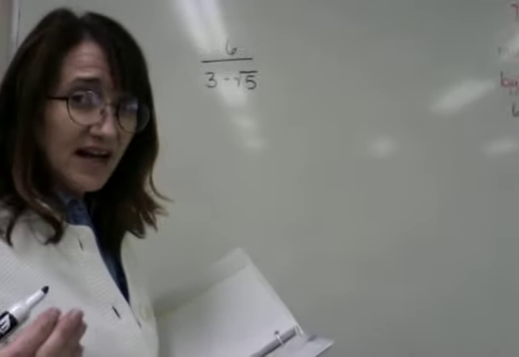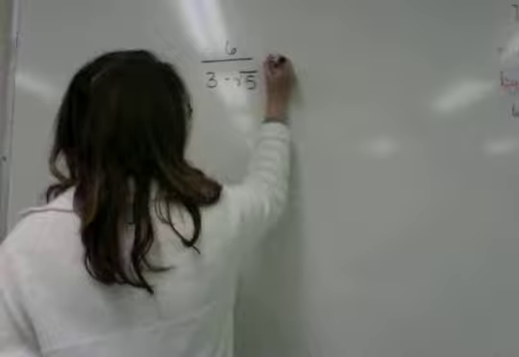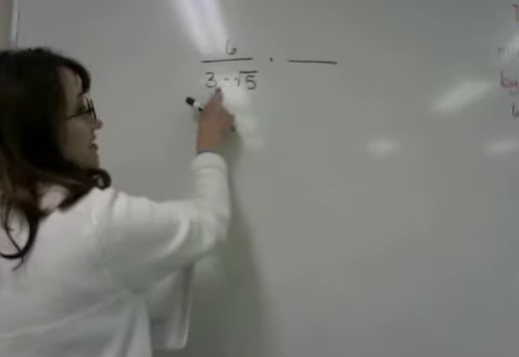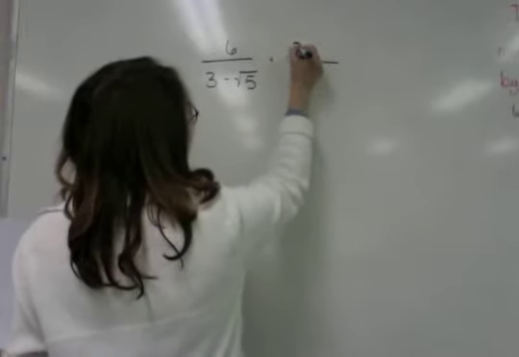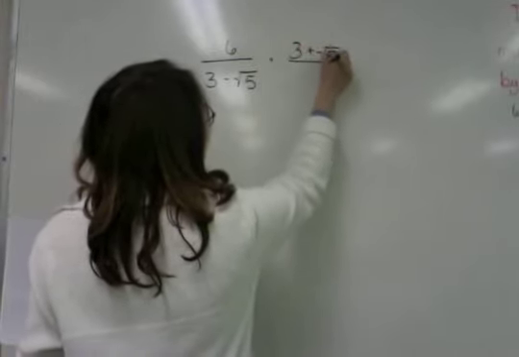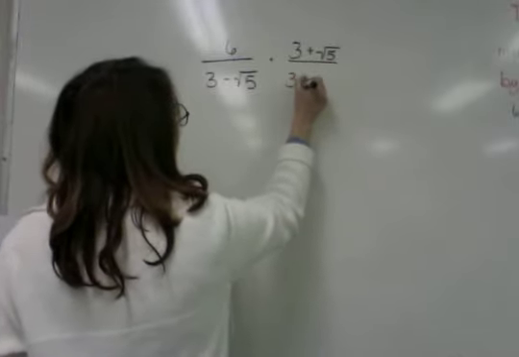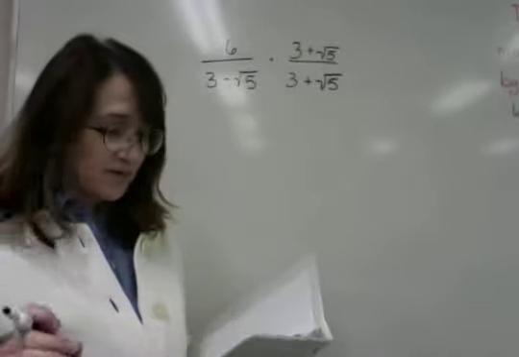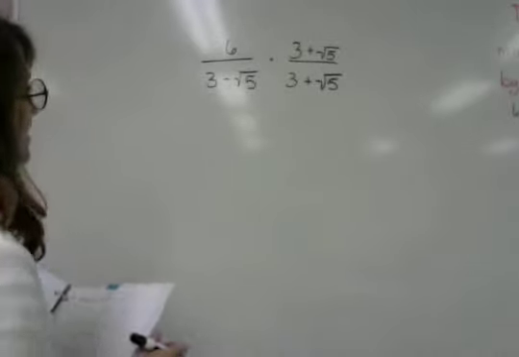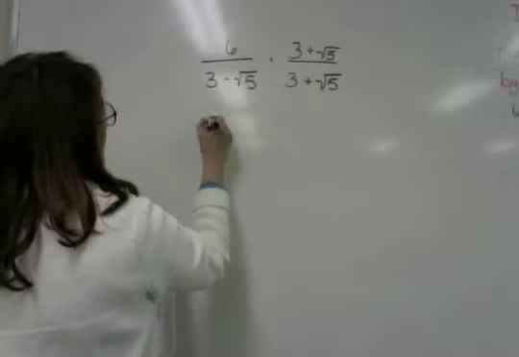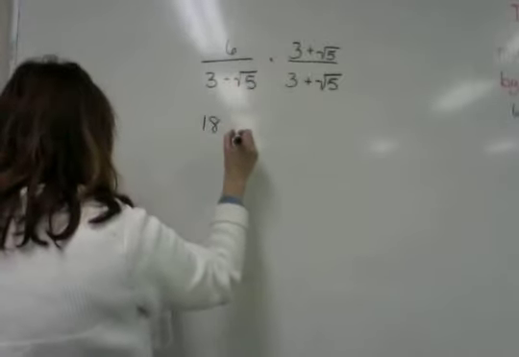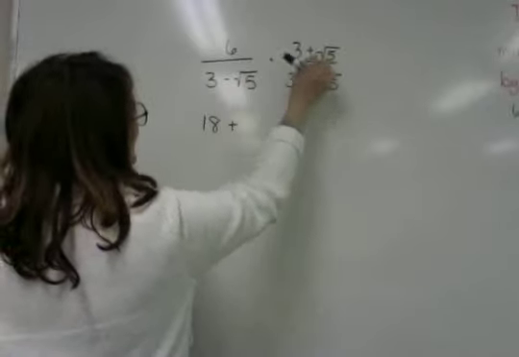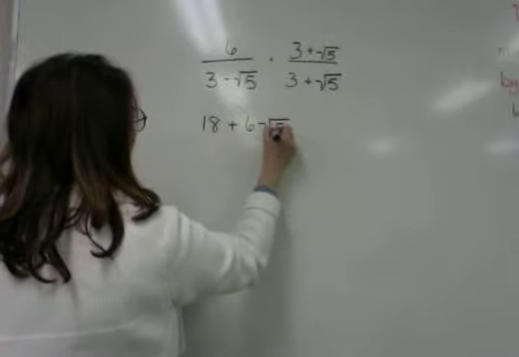Well, I'm going to divide that by multiplying both the numerator and the denominator by the conjugate of my denominator. So I'm going to multiply the top by 3 plus the radical of 5. I'm going to multiply the bottom by 3 plus the radical of 5. And that gets rid of my radicals on the bottom. So let's look at what ends up happening. If I multiply 6 times 3, it's 18. The radical of 5 just kind of comes along. And 6 times the radical of 5 would be 6 radical 5.